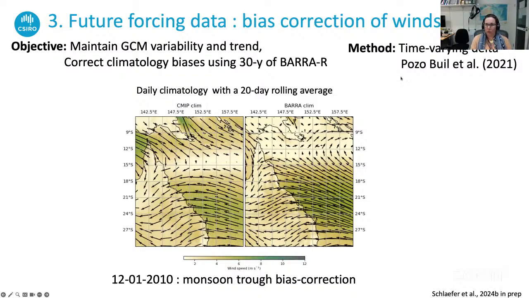To do this correction, we also followed the same methodology. We keep the variability, so the weather, and the trend from the GCM, but we used daily climatology with a 20-day rolling average. And we played a lot with that until we managed to basically get rid of the weather inside the daily climatology.